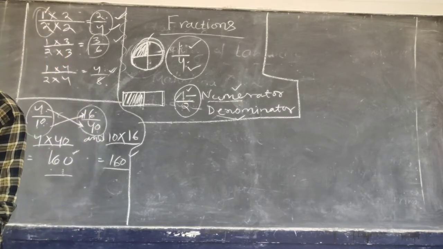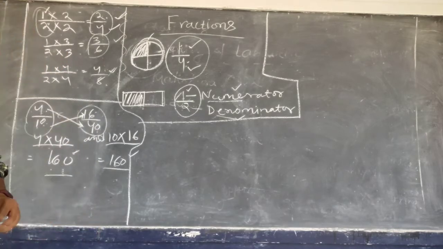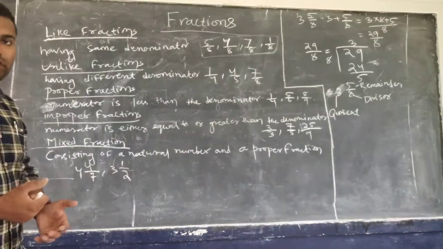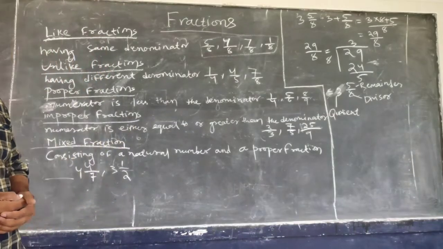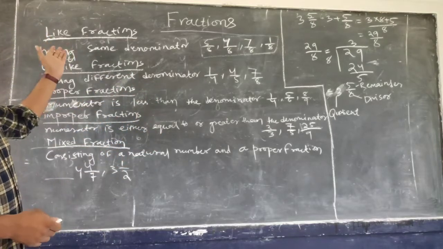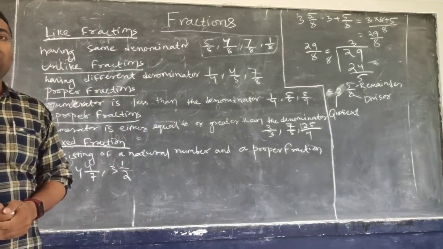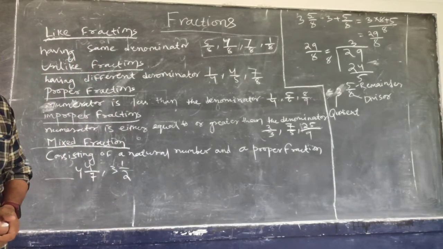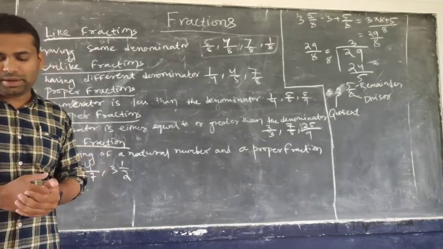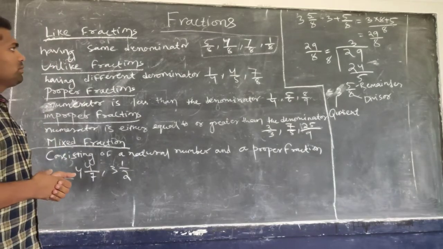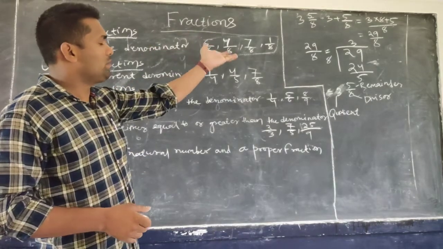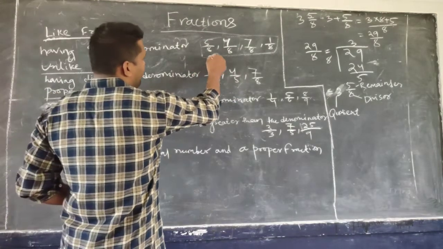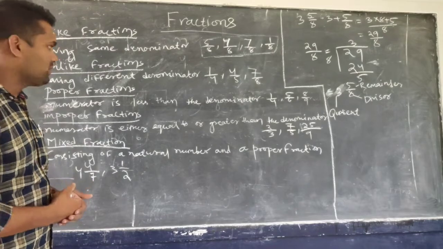Next we are going to discuss the types of fractions. First we discuss like fractions. In like fractions, all the denominators are the same. Fractions having the same denominator are called like fractions. For example, 5/8, 4/8, 7/8 and 1/8 are like fractions because all the denominators are the same.